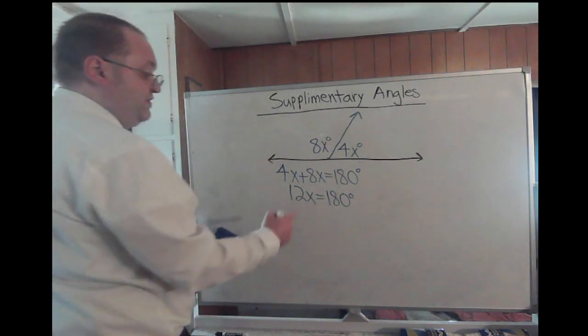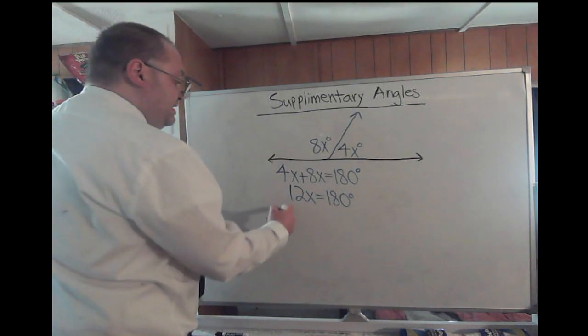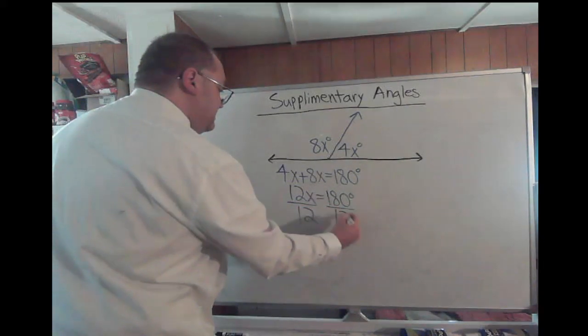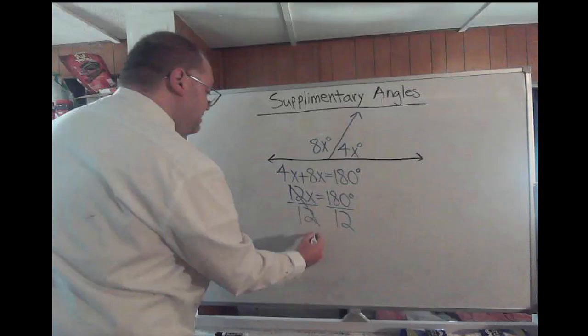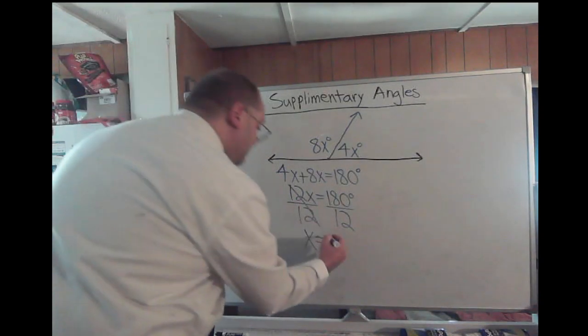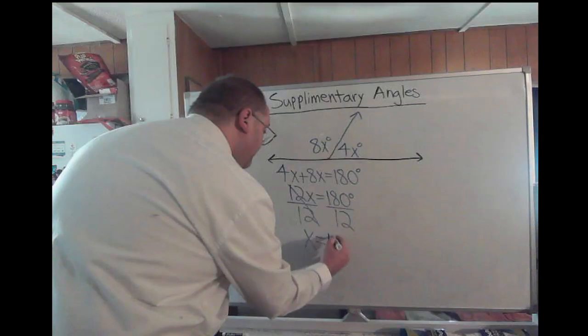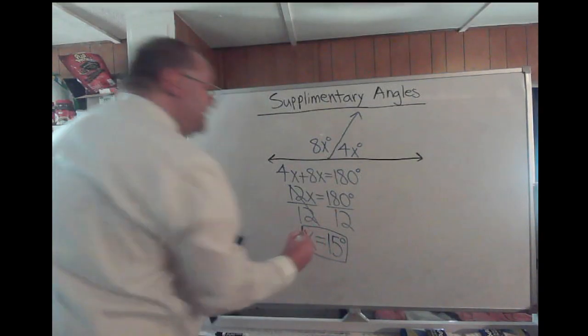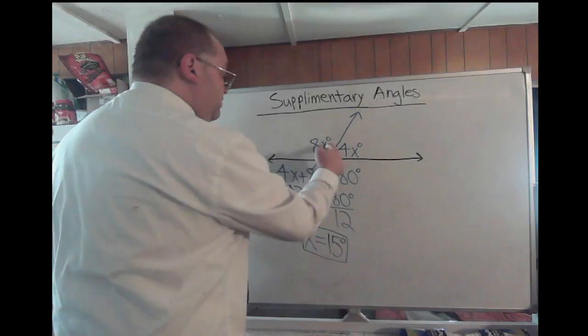Well, we want to just find x, divide both sides by 12. So on the left side, the 12s will cancel out. You'll have x is equal to 180 divided by 12, that's 15. So if we were just going for x, it would be 15 degrees, but we want to find each angle.